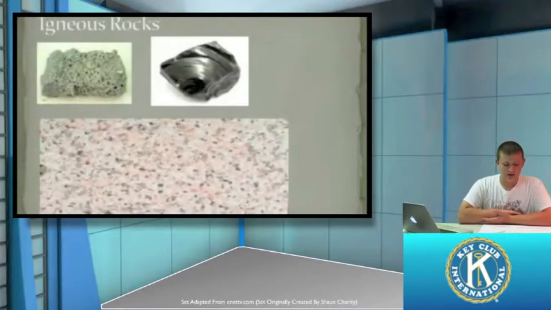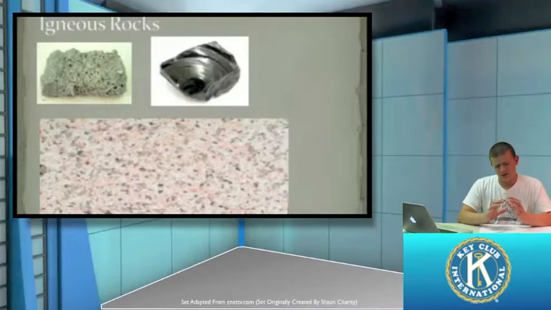Now we're going to talk about igneous rocks. There's two major groups in igneous rocks. There's extrusive and intrusive. Extrusive means that it was formed outside, and intrusive means that it was formed inside the earth.